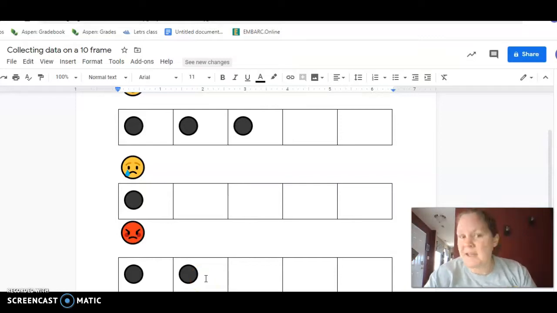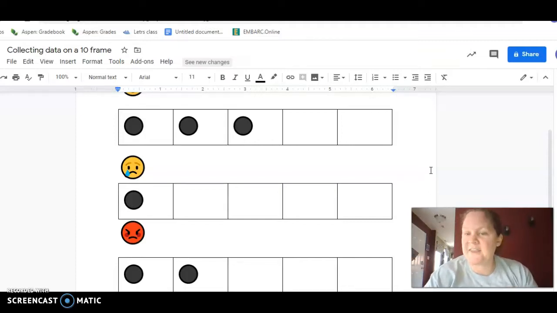Okay, how many do I have all together? How many kids were in my pretend class? So I'd have to count up all my dots. 1, 2, 3, 4, 5, 6. Because I have 6 dots, that means 6 kids voted. Did they all vote the same thing? No, they didn't, did they? They all didn't feel the same, so they each chose their own feeling.